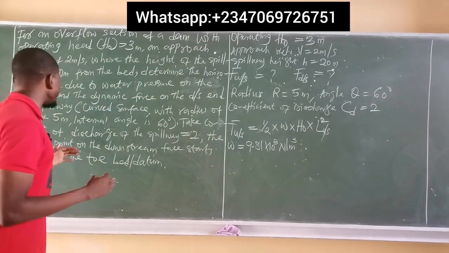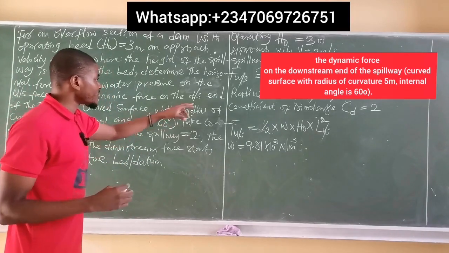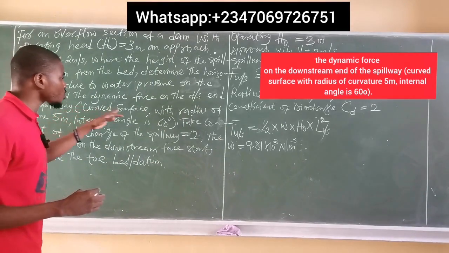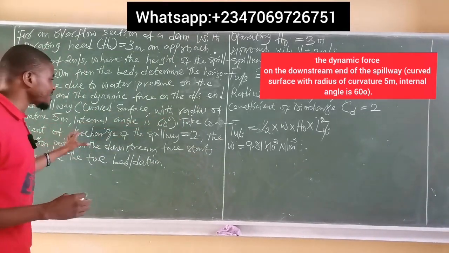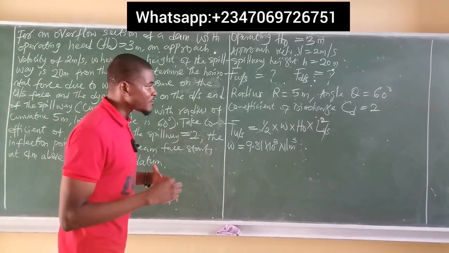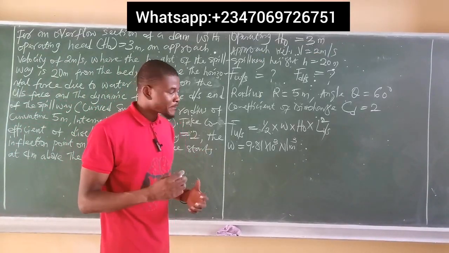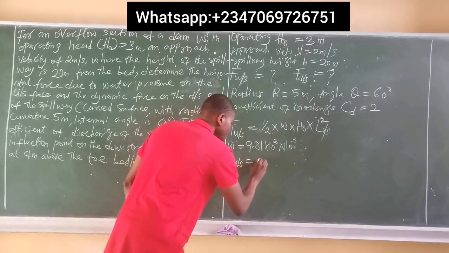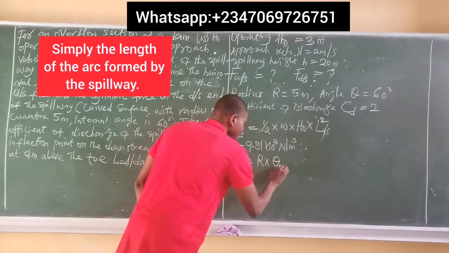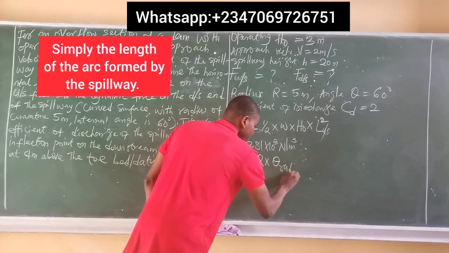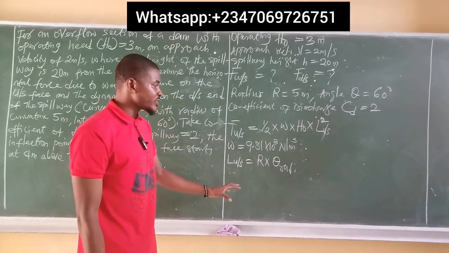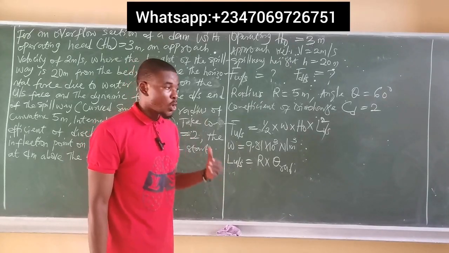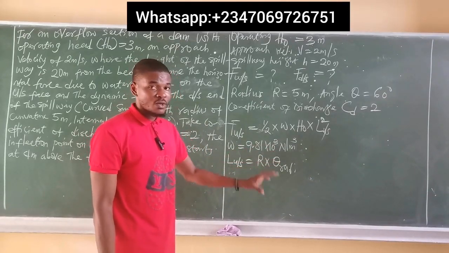From the question, they said the dynamic force on the downstream end of the spillway has a curved surface with radius of curvature 5 meters and internal angle of 60 degrees. So the geometry of the spillway is curved, and therefore the upstream length is equal to the radius times the angle theta, but the angle has to be in radians. So all we need to do now is convert the given angle to radians.